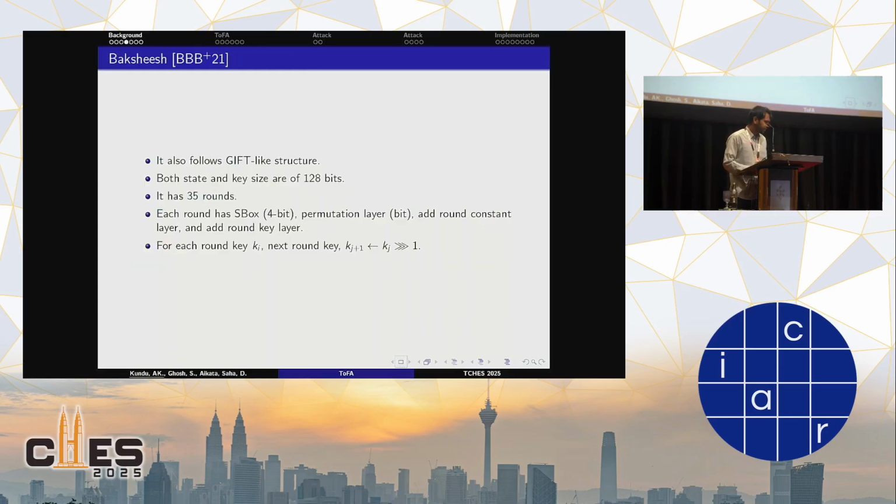So Bakshish has a similar structure to GIFT. It has both a state size and key size of 128 bits. It has 35 rounds. Each round has an S-box permutation and add round key. Along with this, Bakshish has a very unique property in the round key generation process: the next round key is generated by just a right circular shift by 1 bit of the previous round key.